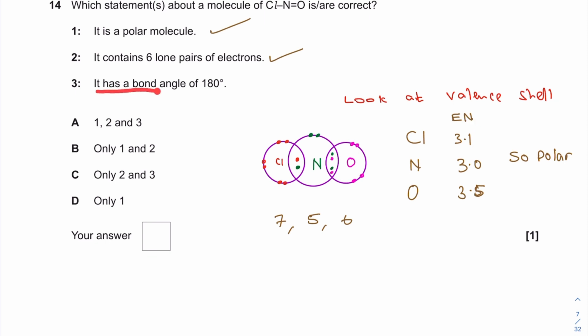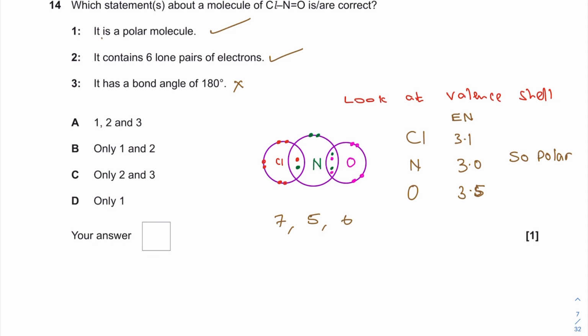It has a bond angle of 180 degrees. Well, because there's a lone pair here and there's no lone pair here, there's a repulsion between that and that. And there's no repulsion. The only repulsion here is between this and this. So therefore, this will bend a bit down. It will not be 180 degrees. It'll be more like that shape because of those repulsions. Therefore, it has no 180 degree bond angle. So 3 will be wrong.